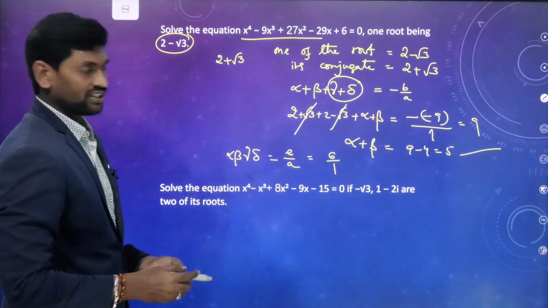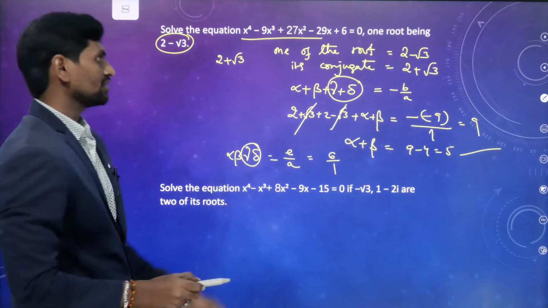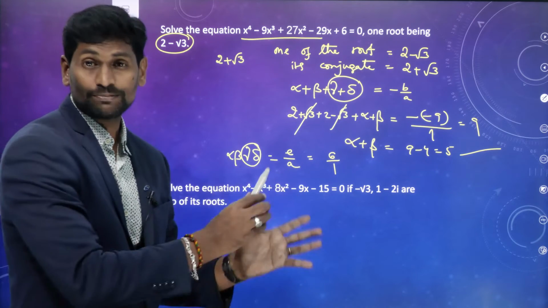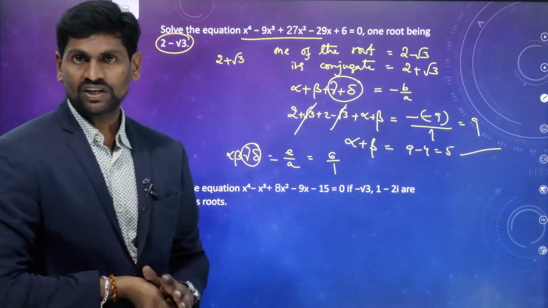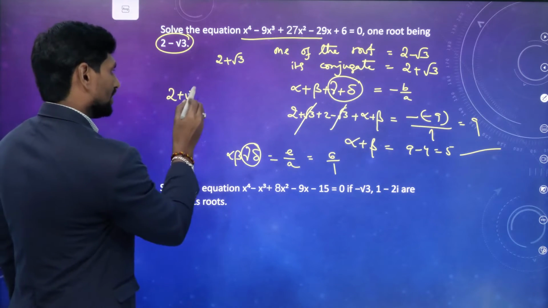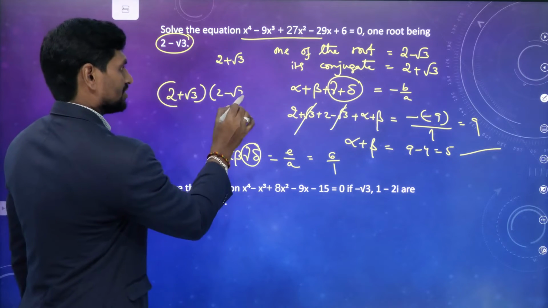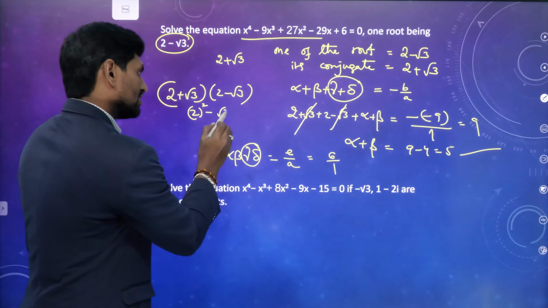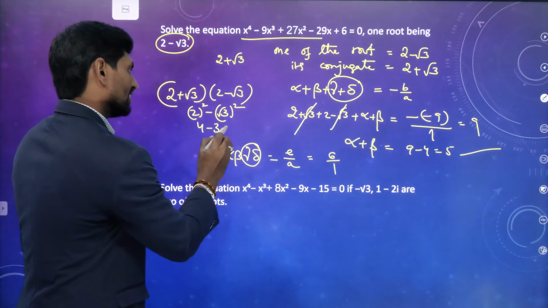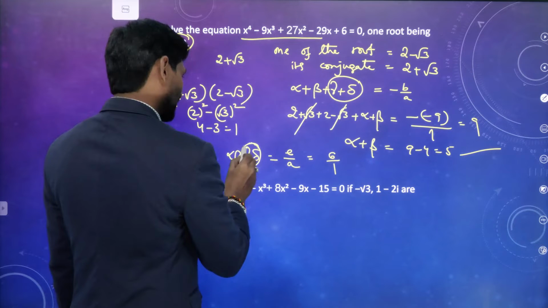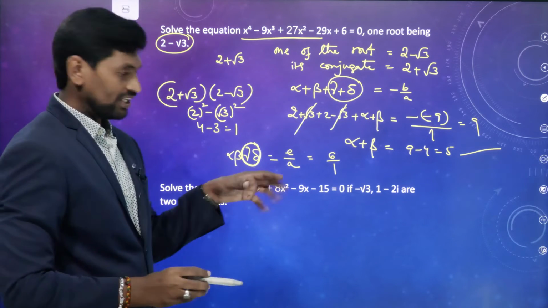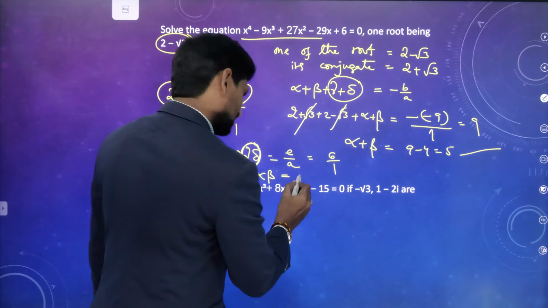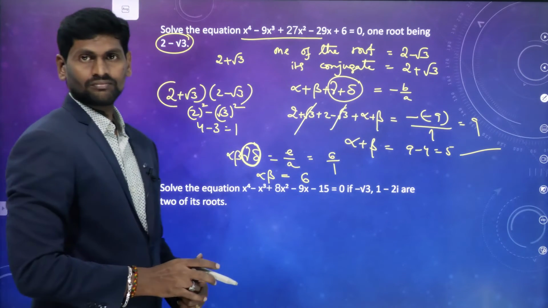But alpha plus beta, we know 2 of the roots: 2 plus root 3 and 2 minus root 3. 2 plus root 3 into 2 minus root 3 is in the form of a plus b into a minus b, so a square minus b square, 4 minus 3, answer will be 1. So in the place of gamma and delta, we can write 1. Then what is still remaining? Alpha beta, which is 6.